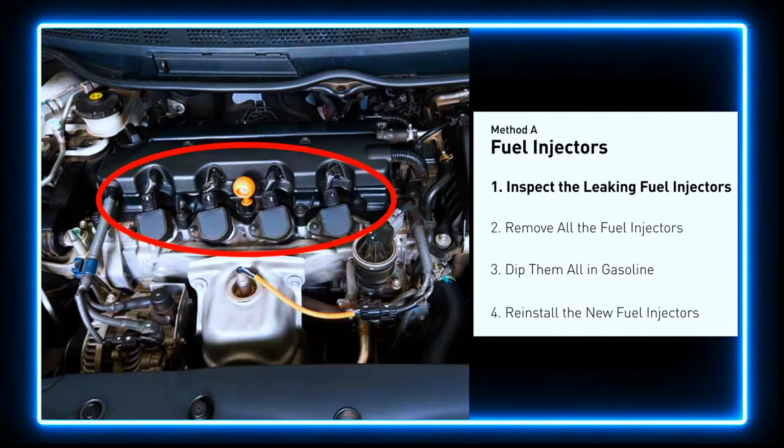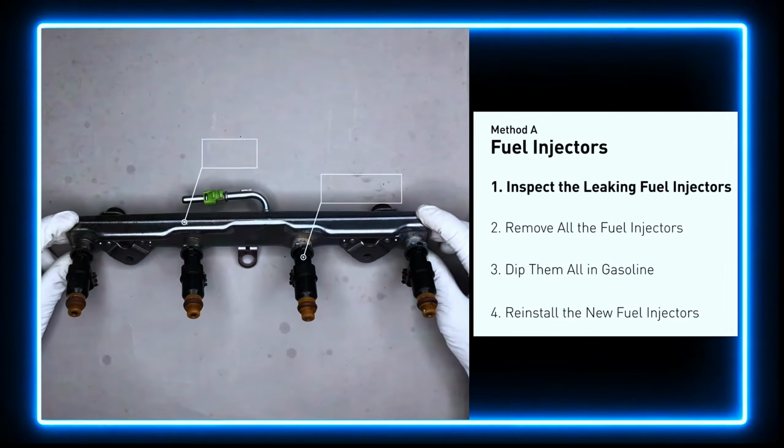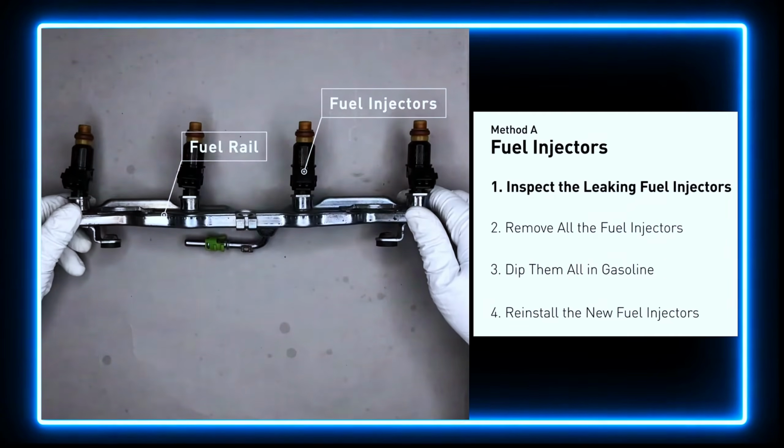The fuel injectors are mounted in the intake manifold, so that they spray fuel directly at the intake valves. Inspect the leaking fuel injectors on the fuel rail.